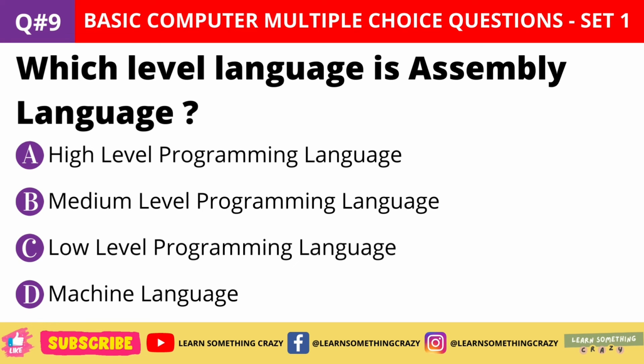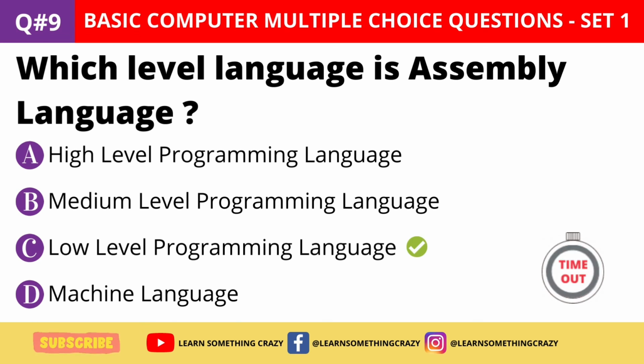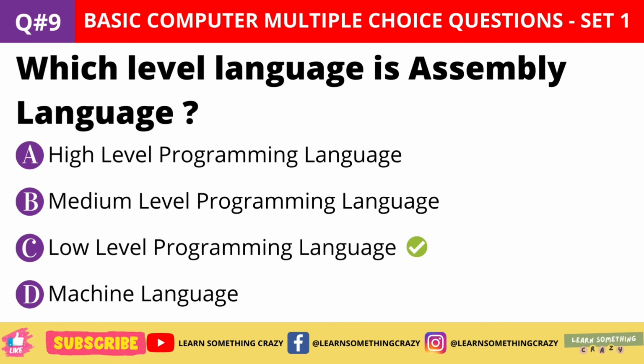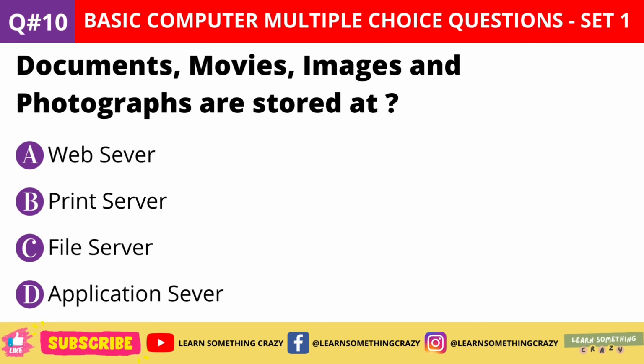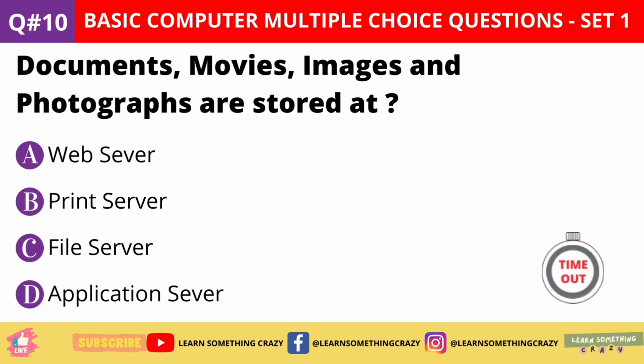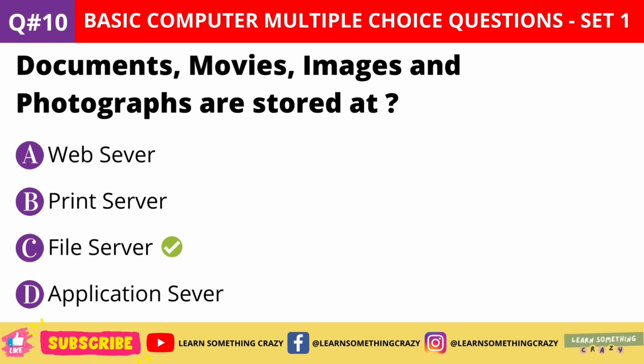Which level language is assembly language? Correct answer is C. Low level programming language. Documents, movies, images and photographs are stored at... Correct answer is C. File server.